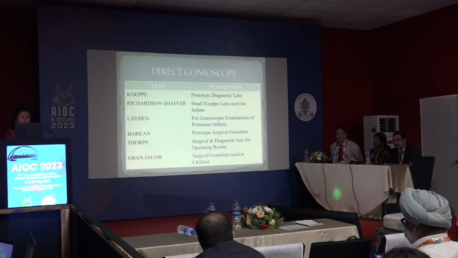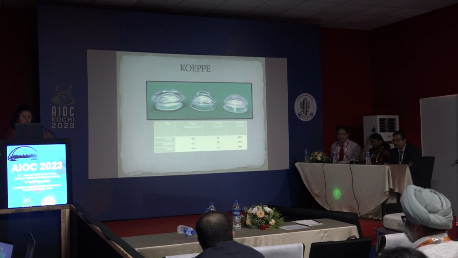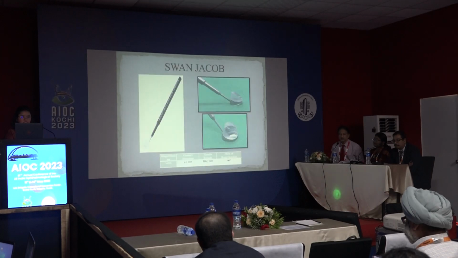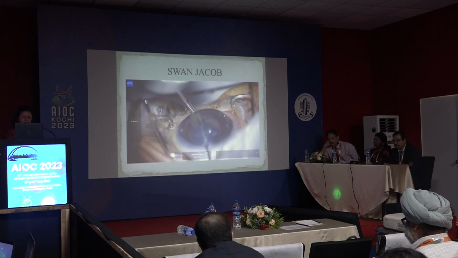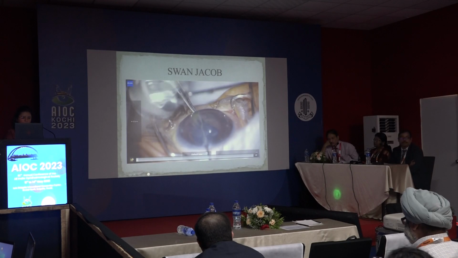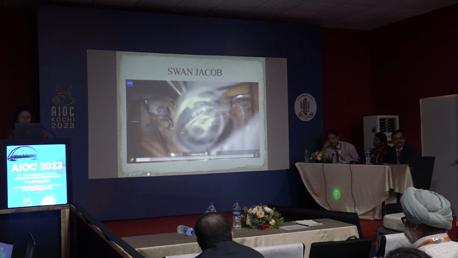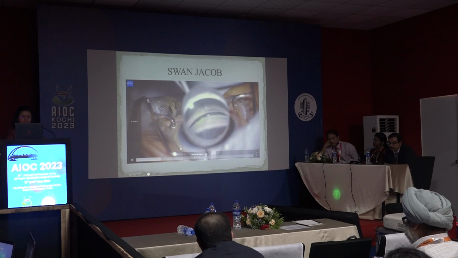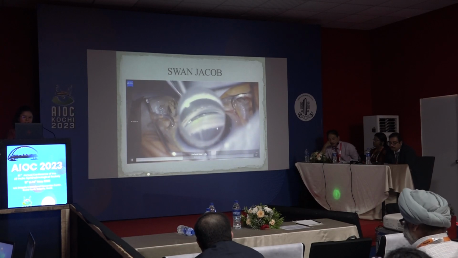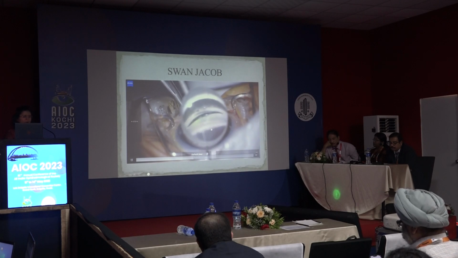So there are different types of gonioscope. The most common is the KP's gonio lens, and depending on the size of the eye, we have different sizes. We have the Barkans, and lately the Swan-Jacob gonioscope is in vogue because now a lot of angle surgeries are being done. This is a small video clip wherein we put a coupling agent, and then we put the lens. This is a case of primary congenital glaucoma. We can see the high anterior insertion along with a few iris processes, and you can see a goniotomy being done.